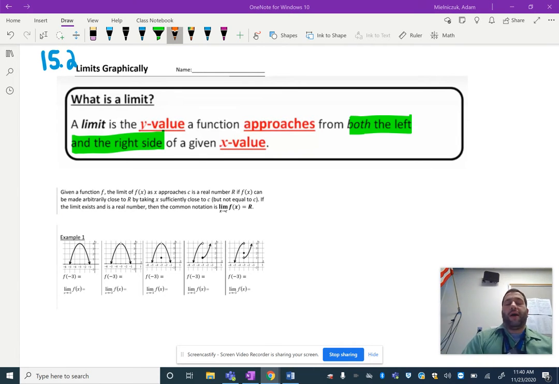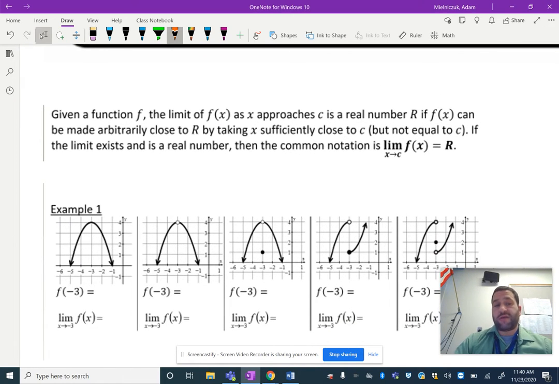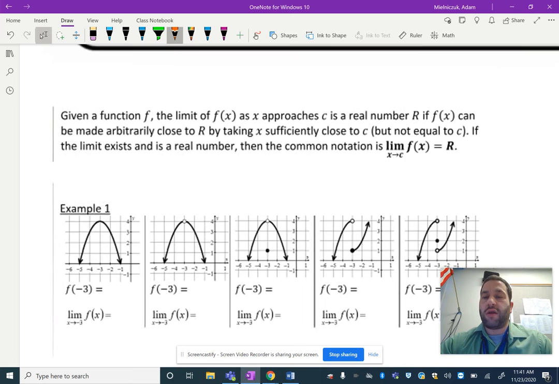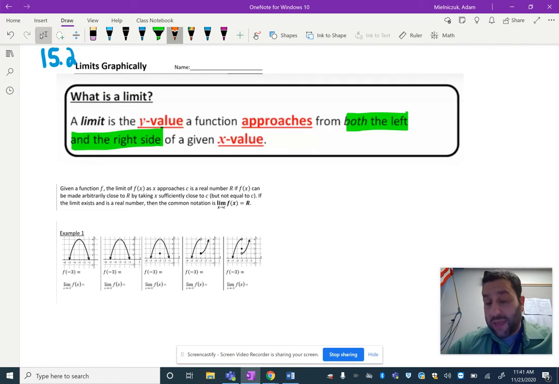A more complicated definition, which you will probably learn in calculus, is: given a function f, the limit of f of x as x approaches c is a real number r if f of x can be made arbitrarily close to r by taking x sufficiently close to c but not equal to c. If the limit exists and is a real number, then the common notation is the limit as x approaches c of f of x equals r. That is a very complicated definition we don't have to worry about at the moment, but that is the definition of a limit.